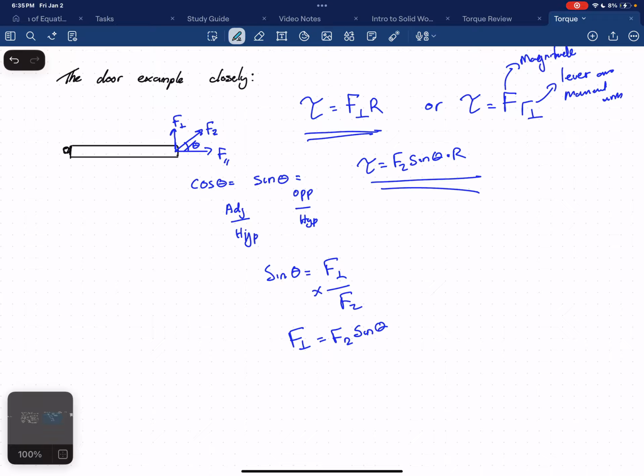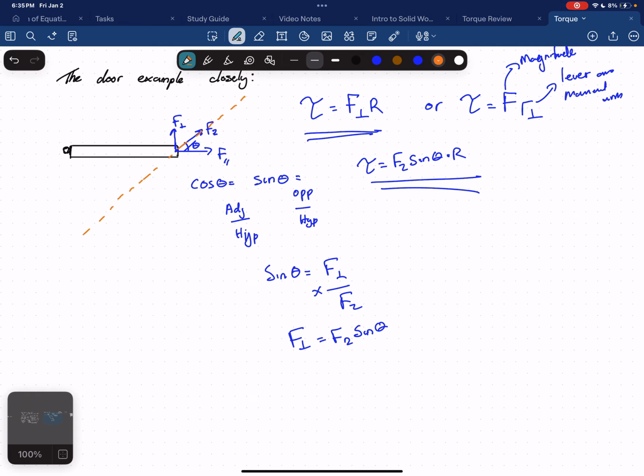So the moment arm is basically obtained by a two-step process. The first step is you need to get the line of action. The line of action is just a straight line that aligns with the force vector. All right. So you see, my force applied was F2 on this door, and I have a straight line going through that. So that's my line of action.